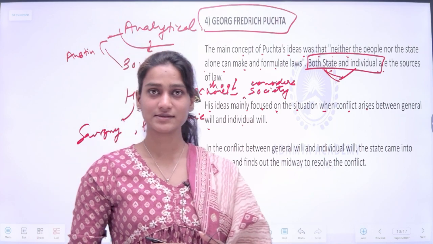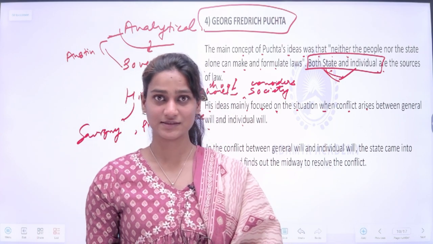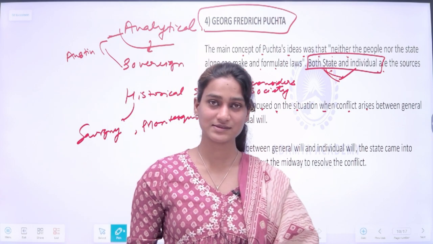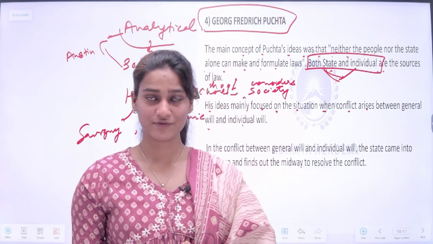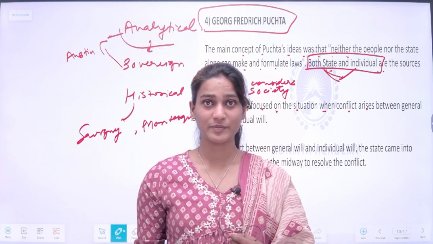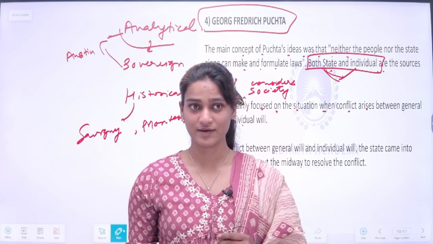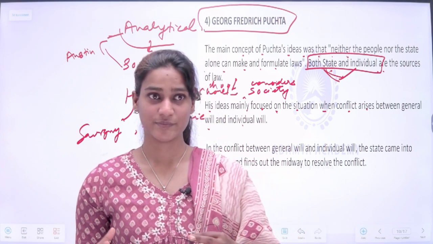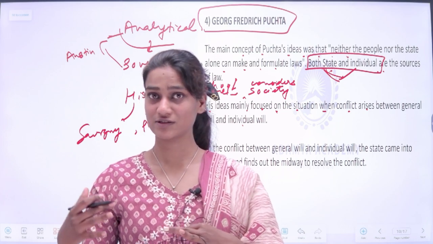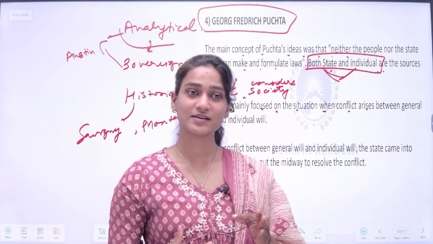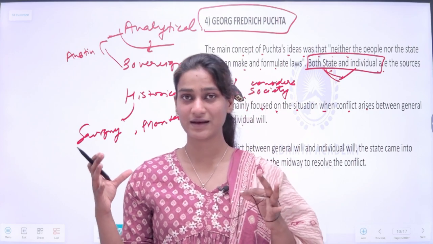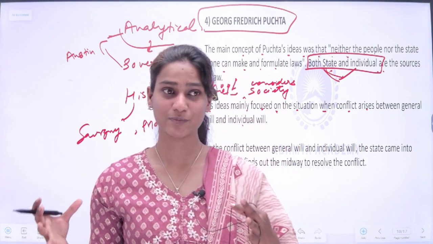Now let us consider a case where society as well as the sovereign both make a law. So in this case, there will be a general will of individuals living in the society, and there will be an individual will of the sovereign. Both wills will clash, because the sovereign will think that the law should be according to him, and the society will think that the law should be according to their needs. So there will be a clash or conflict of interest between both the wills.